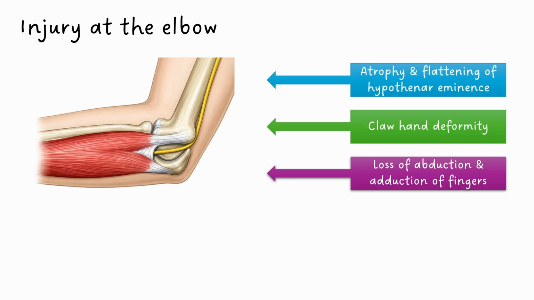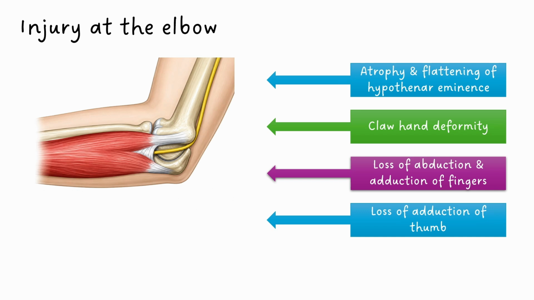Then there is loss of abduction and adduction of fingers. So loss of abduction is because of the paralysis of dorsal interosseous muscles, and the loss of adduction is because of the paralysis of palmar interosseous muscles, which are supplied again by the deep branch of ulnar nerve. Then there is loss of adduction of the thumb, and that is because of the paralysis of adductor pollicis muscle, which is also supplied by the deep branch of ulnar nerve before it ends.